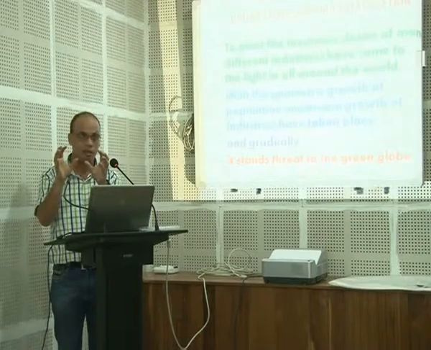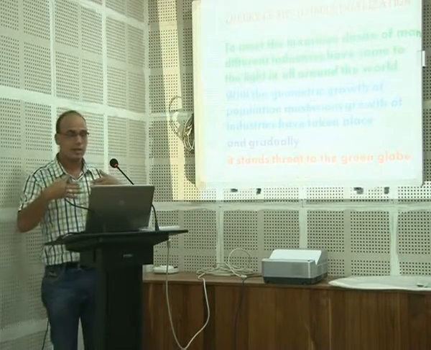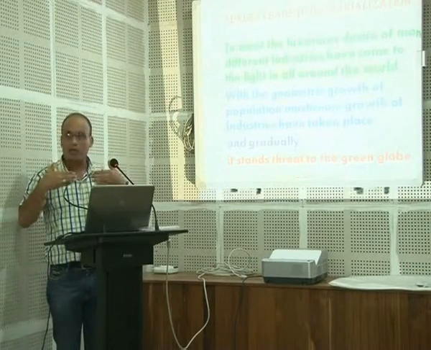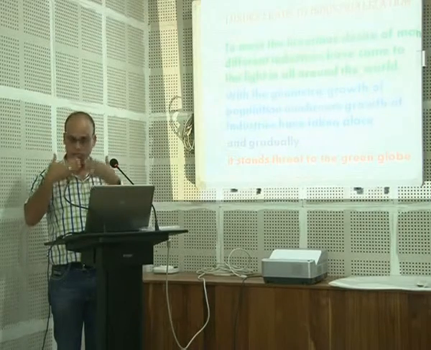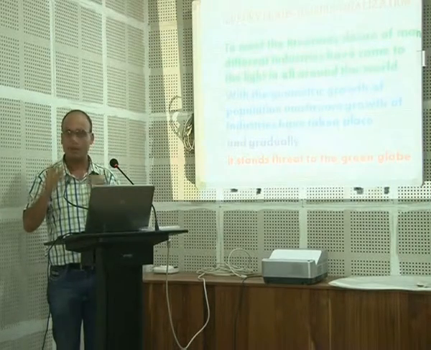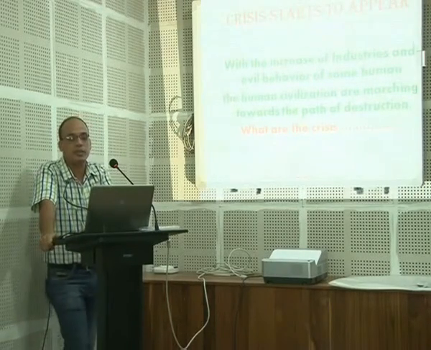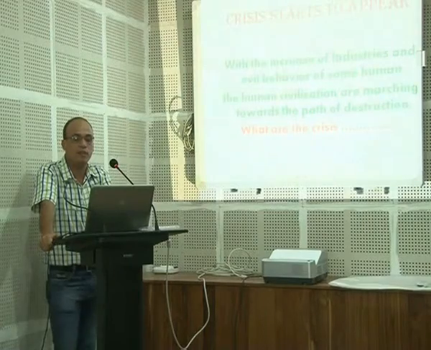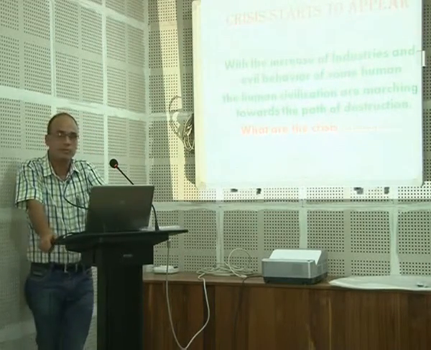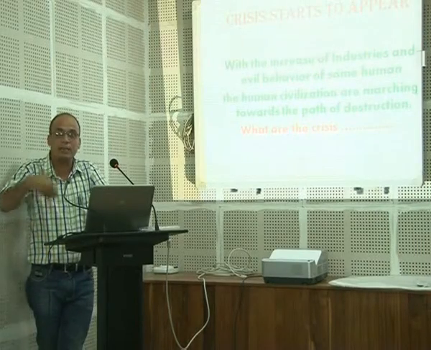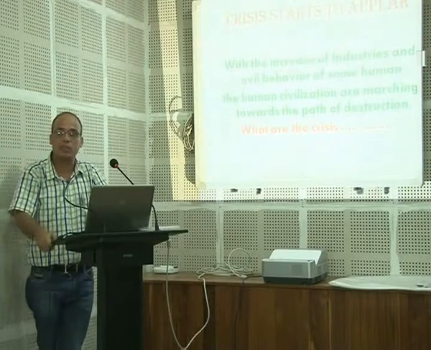And ultimately what happened? Some imbalances developed. As a result, some crises are starting to come to the environment, the green globe. So with the increase of industries and the evil behavior of some humans, human civilization is marching towards the path of destruction. Now we are facing some crises, and these crises are leading to the destruction of human civilization.